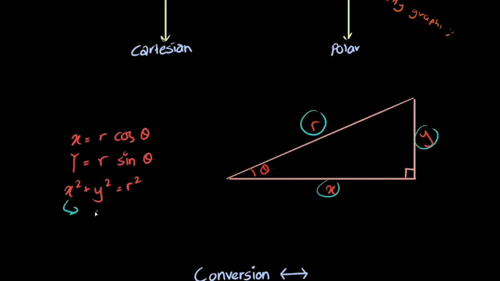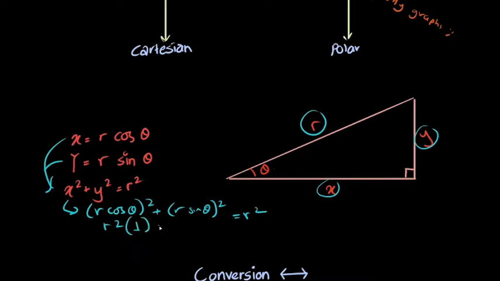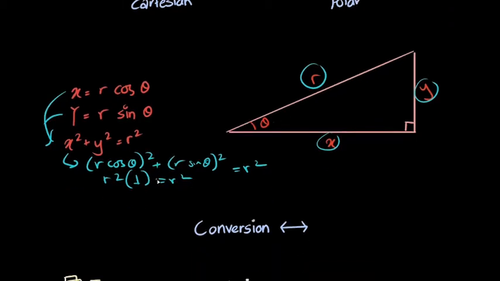There's another way to prove this. So we can bring all of these together. So (r cos theta) whole squared plus (r sin theta) whole squared equals r squared. Now, if we expand this, we get r squared cos squared theta plus r squared sin squared theta. And we know that cos squared theta plus sin squared theta equals 1. So, it's as easy as that. Moving on, we're going to look at conversion.